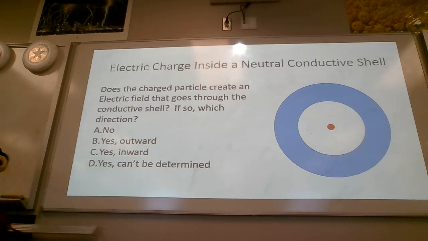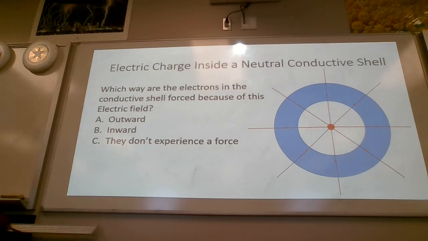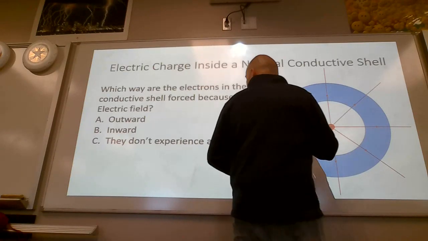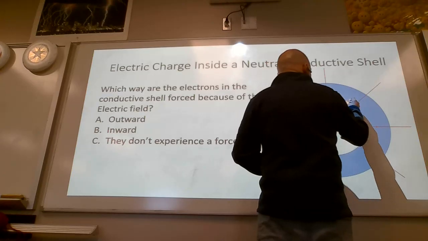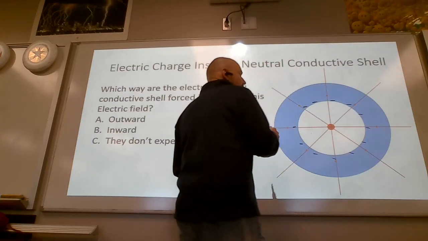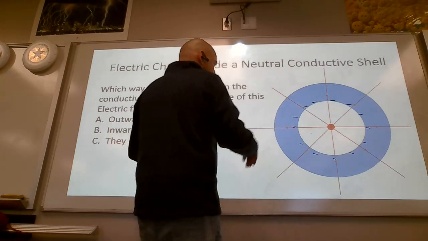is B. Okay, so which way are the electrons in the conductive shell forced because of this electric field? Tell your neighbor. Correct answer is in the opposite direction of the electric field. You good with that? All right.